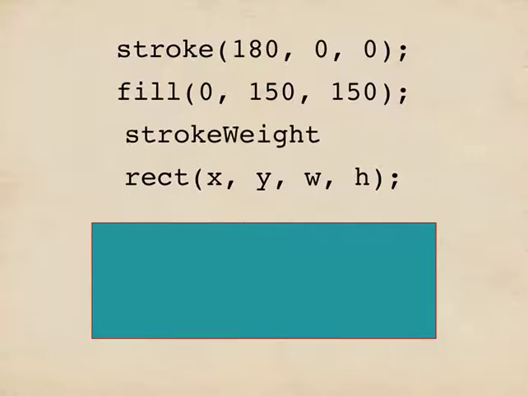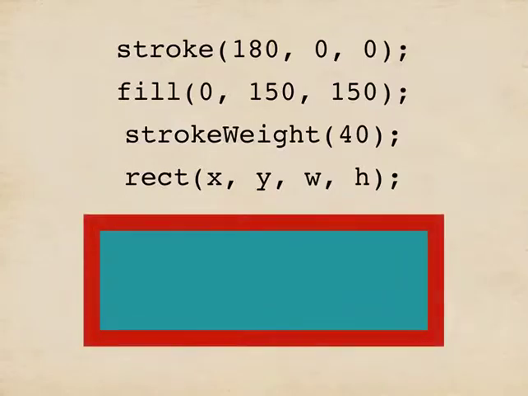and I will call stroke weight. Notice that's all one word with a capital W. Stroke weight takes just one number, the thickness of the stroke in pixels. Now this set of 4 lines, when processing executes them and creates our picture, will cause it to draw this picture. The same rectangle we had, except the stroke is now 40 pixels thick.